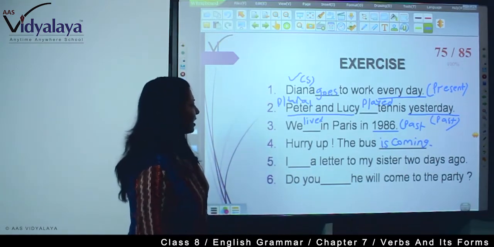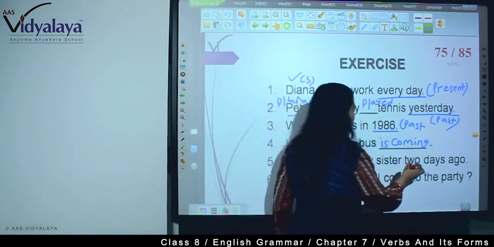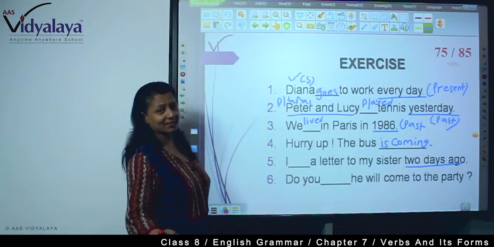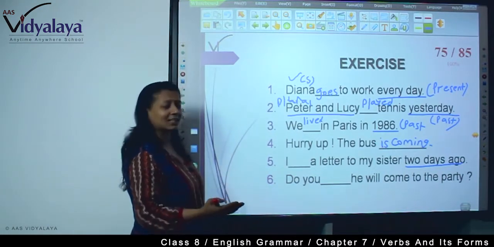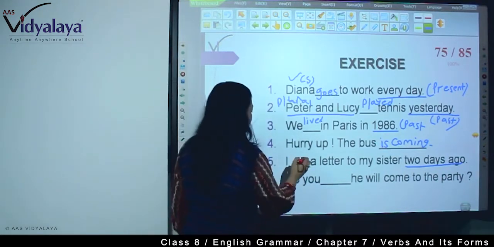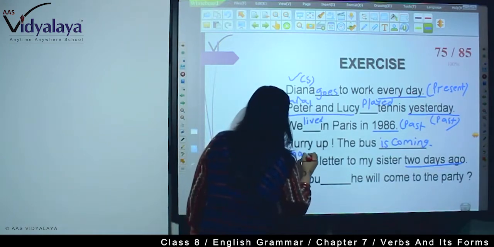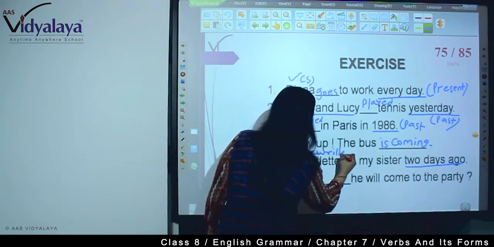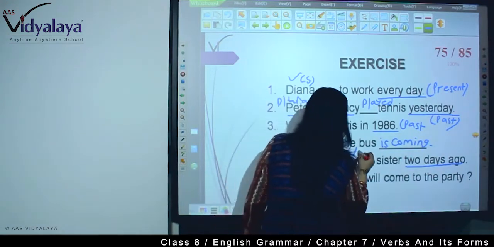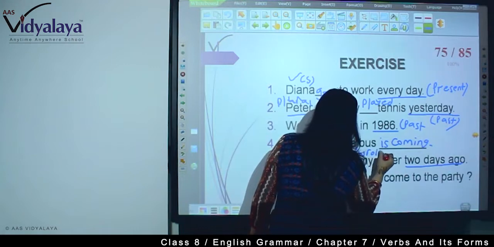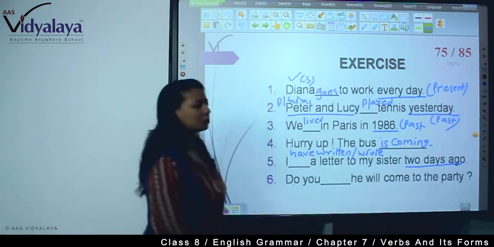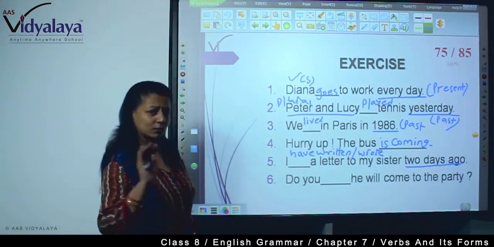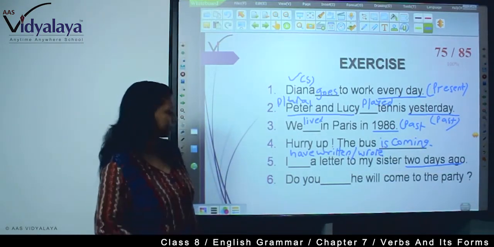Now a letter to my sister 2 days ago. 2 days ago means recent past. So you can write I have written a letter or I wrote a letter. You can write anything. So you can write I have written, because letter you will write, or I wrote. You can make it present perfect or you can make it past. You can fill the blanks in two ways.